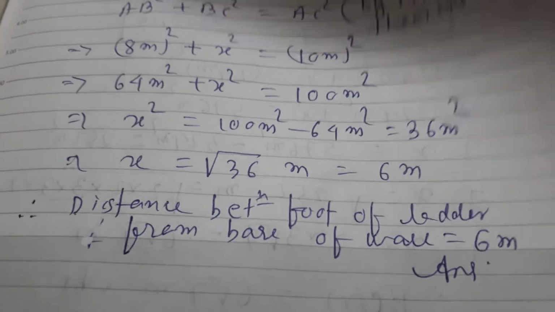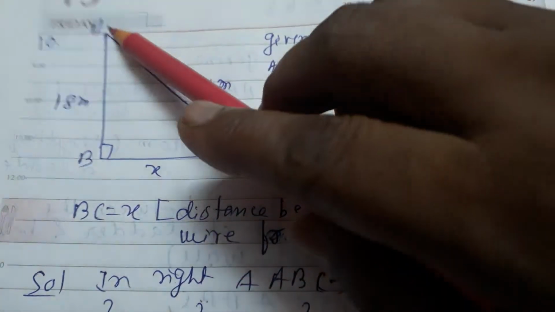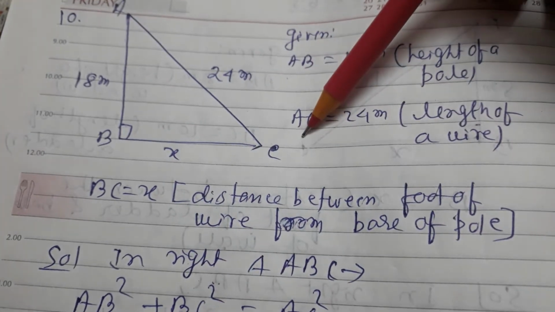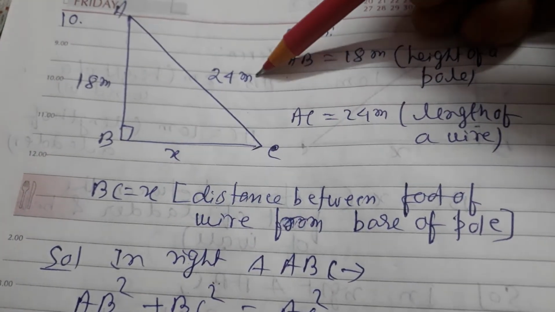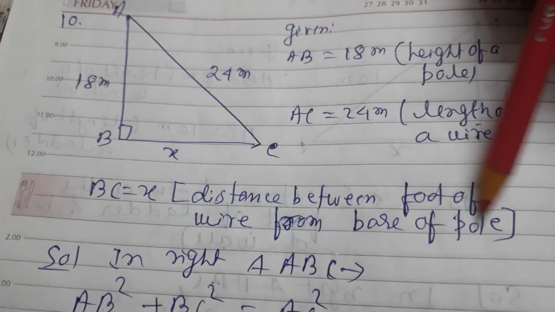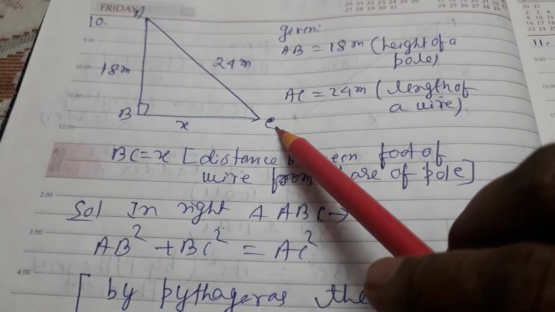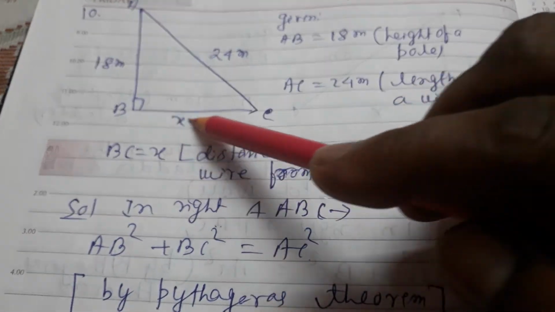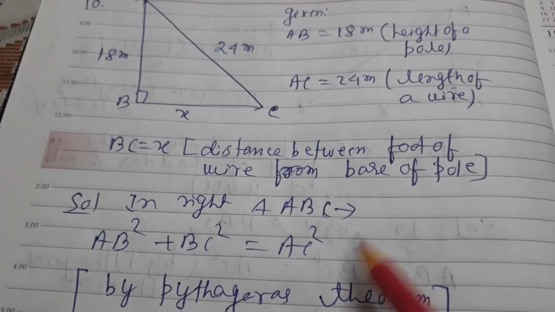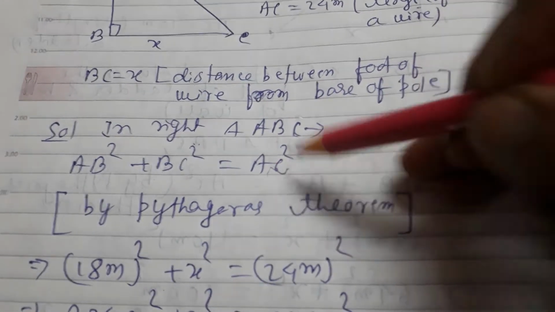Okay. Now question number 10. Same math in question 10 also. AB equals the height of a pole which is 18 meter, and AC equals the length of a wire which is 24 meter, and BC equals X, that is the distance between the foot of the wire and the base of the pole. Okay. Same math, this angle ABC is 90 degrees because any pole makes an angle of 90 degrees with the horizontal ground.